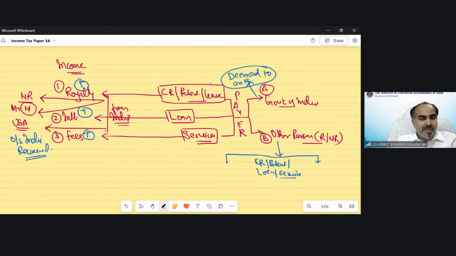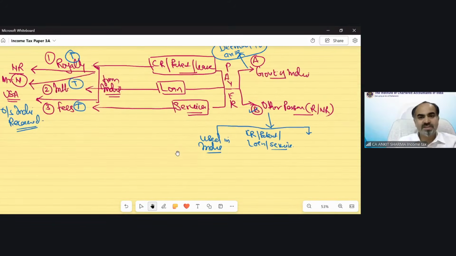So if the payment has been made by other than government, then there will be 2 situations, whether these copyright, lease, patent, loans, and service is used in India. If that person is using these copyright, patent, lease, etc., or using that loan or using that services in India, then if it has been used in India, in that case, that royalty, interest, or fees will become deemed to arise in India.